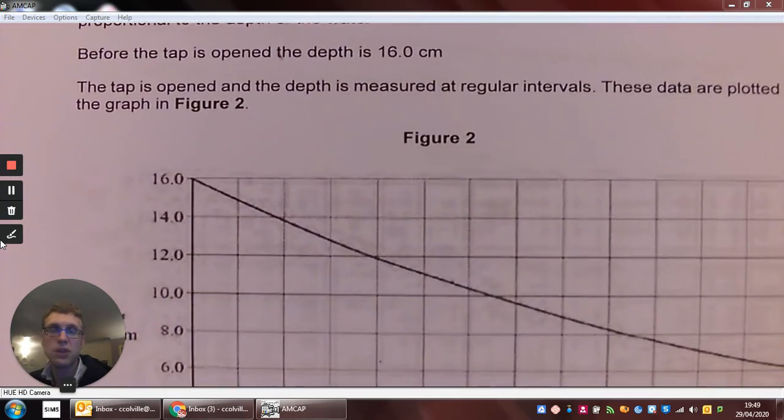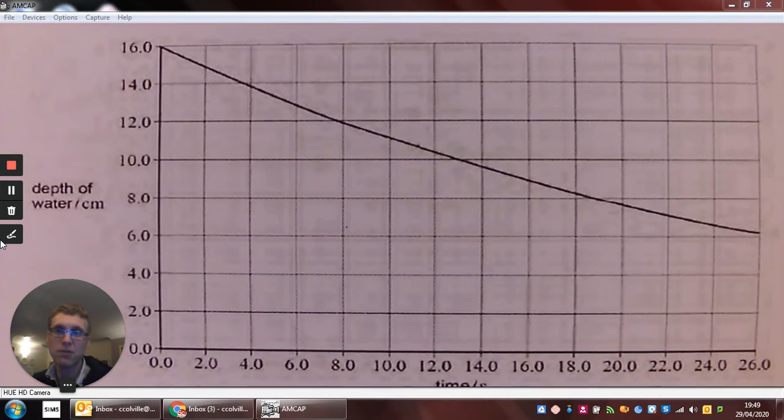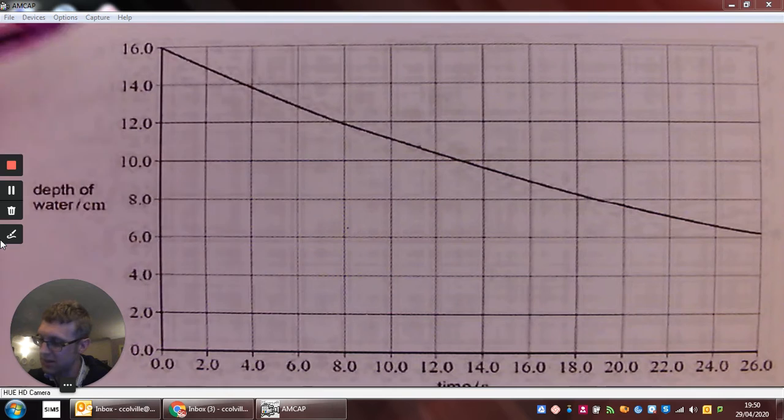The tap is open and the depth is measured at regular intervals and plotted. Well, it's exactly the same kind of graph we've looked at before, a nice exponential decay. We'll have a look at the actual questions in a second, but with things like this, we're thinking about half-life straight away. So I'm probably not even going to bother reading the question yet. I know at some point it's going to ask what the half-life is, or we would expect to use that.